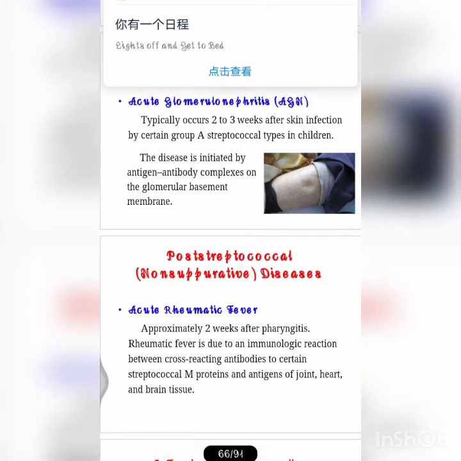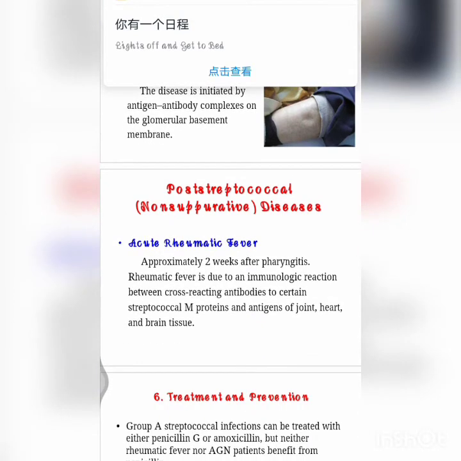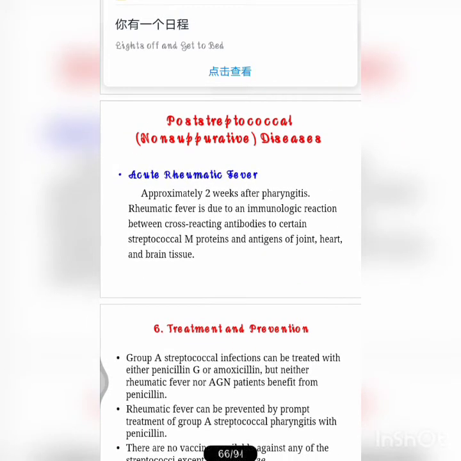The post streptococcal non-suppurative diseases include acute rheumatic fever, which occurs approximately 2 weeks after pharyngitis. The rheumatic fever is due to an immunological reaction between cross-reacting antibodies to certain streptococcal M proteins and antigens of the joint, heart and brain tissue. This is important. This is also because our body thinks it is antigen and attacks our own cell. So this is rheumatic fever.